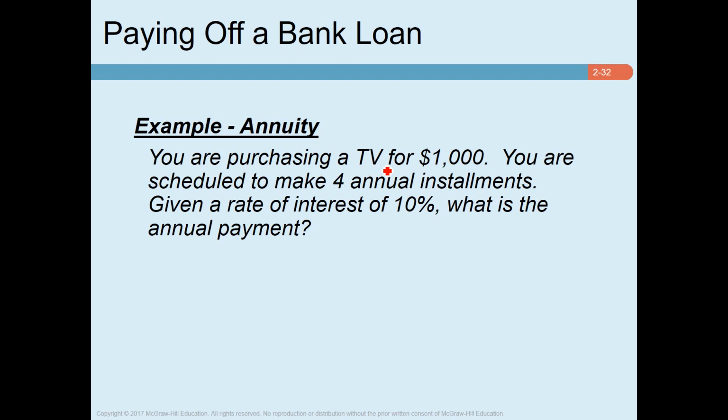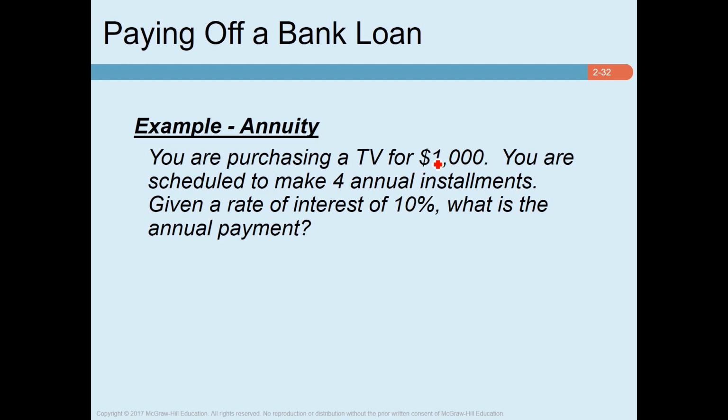You are purchasing a TV for $1,000. You are scheduled to make 4 annual installments. Given a rate of interest of 10%, what is the annual payment? So now you can see that you are purchasing the TV for $1,000, which is basically the present value of an annuity, because you are supposed to pay 4 annual installments, which is an annuity payment.